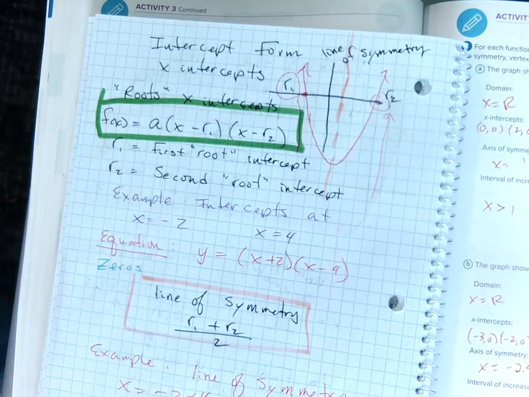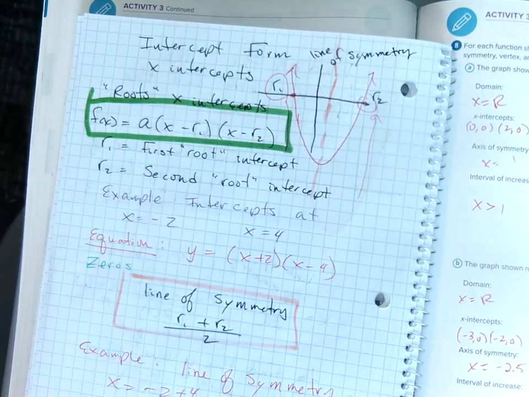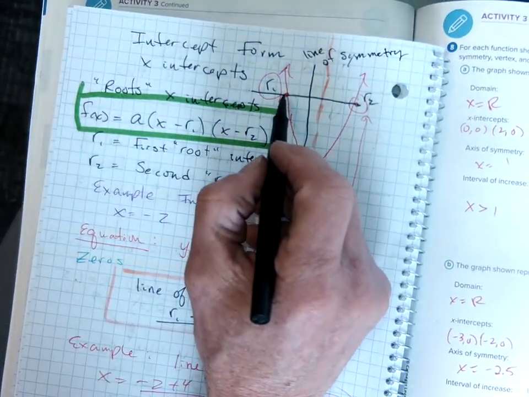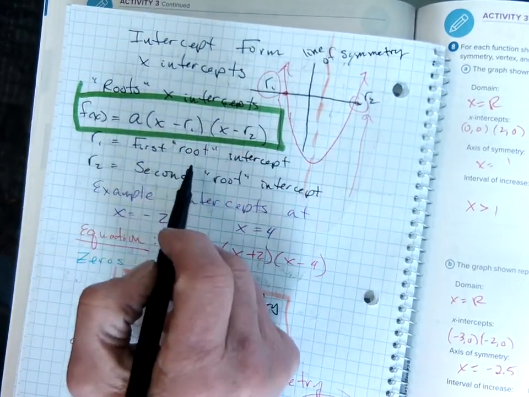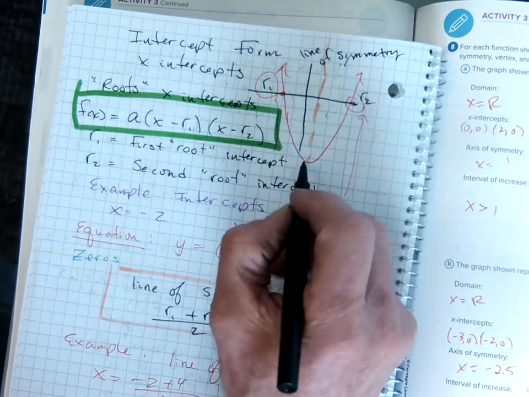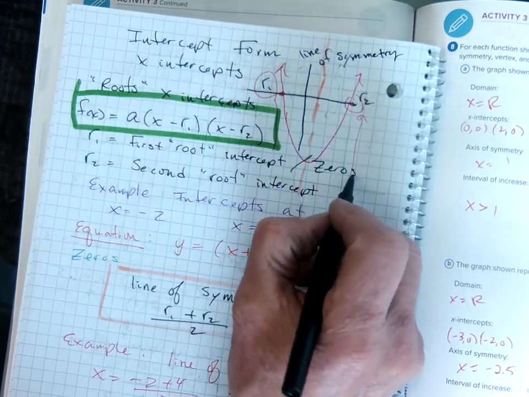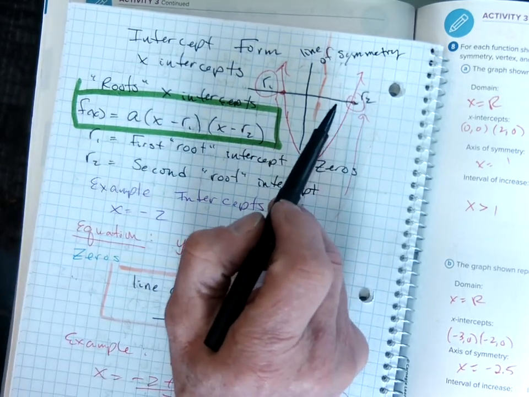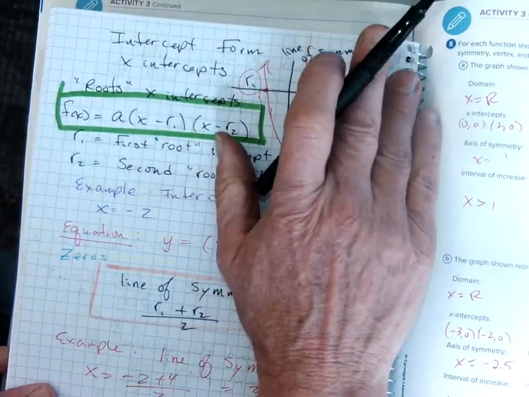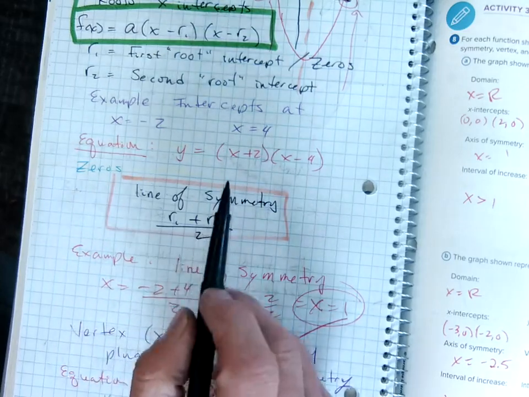The intercepts are where it crosses the x-axis. If we don't know the intercepts, they can come from an equation. They're called roots, intercepts. They're also called zeros. So it's these values that are our intercepts or our roots. We took a look at an equation, and we had an example.